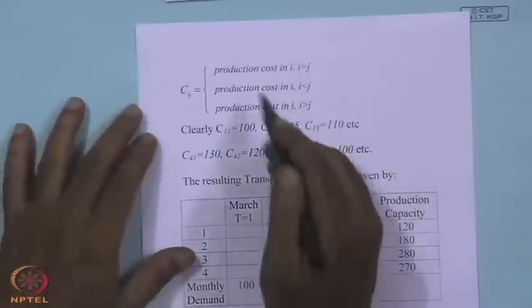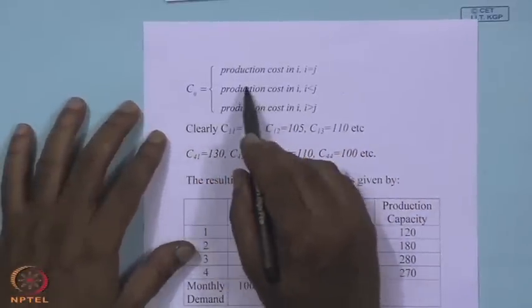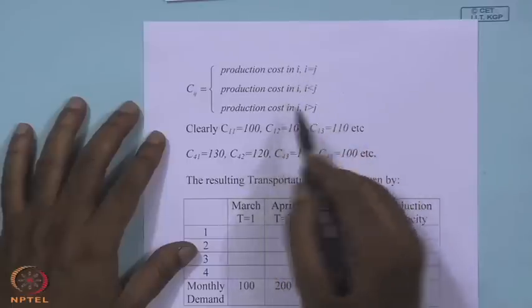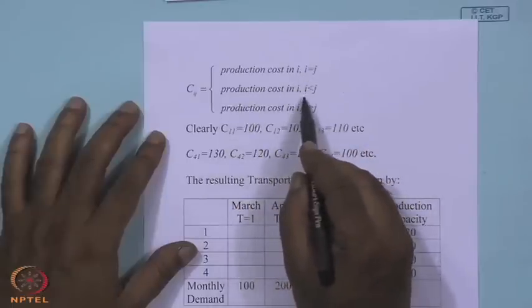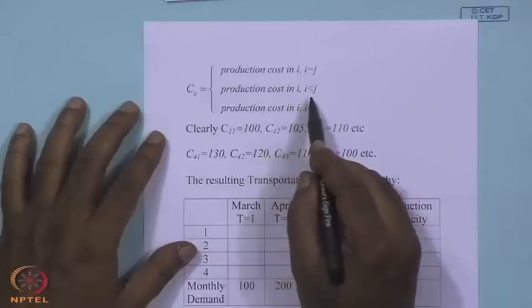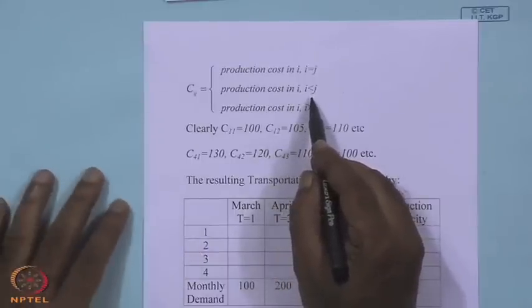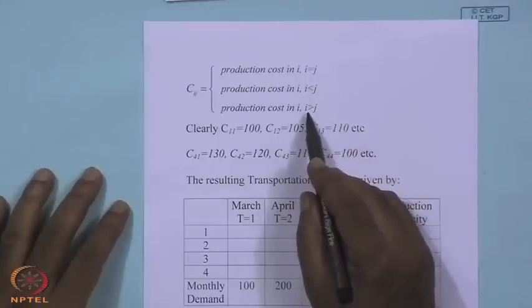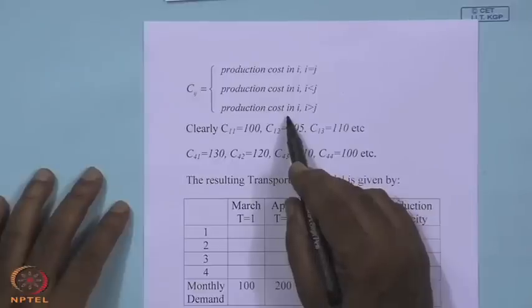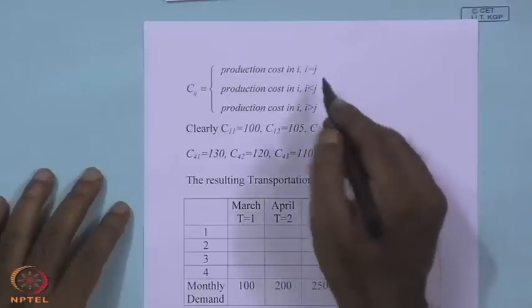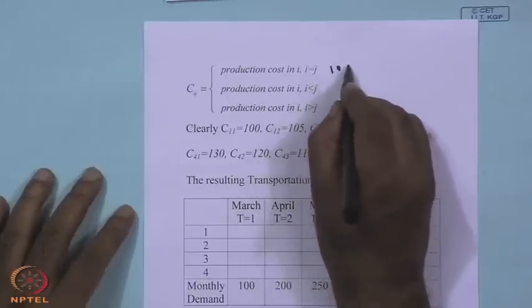So, C i j, I can declare C i j equals the production cost in source i when i equals j. When i is less than j, you are meeting the demand from the last month's surplus production, and i greater than j means you will meet the demand in the next months after the next month's production. So, basically for this case, your cost of the umbrella is 100.